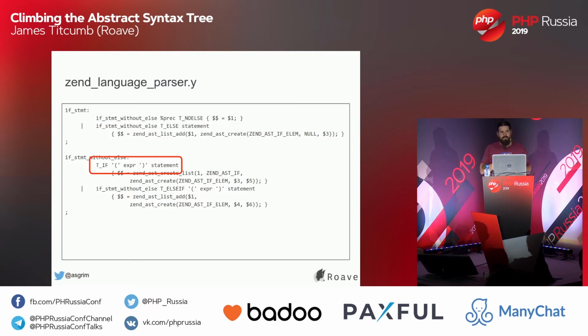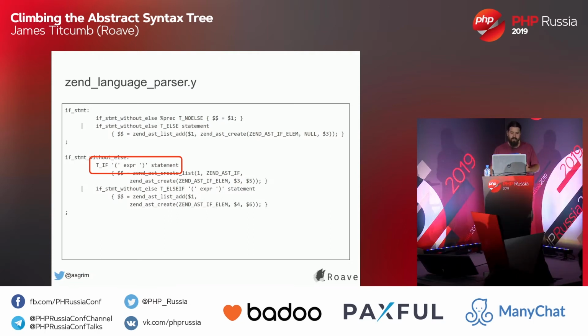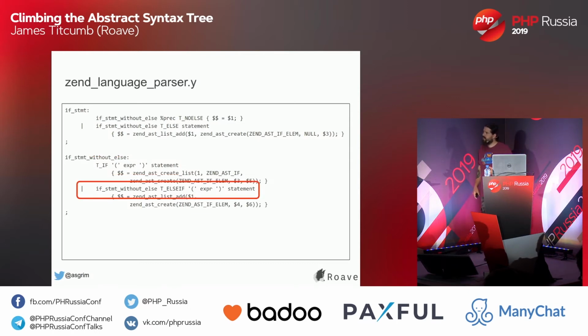We'll match if we get an if token, followed by the literal open parenthesis, followed by whatever the definition of an expression is. I think we know what an expression is. Followed by a close parenthesis, followed by a statement. And the definition's not here. One interesting point to note is that curly braces are actually part of a statement. Okay? Or we also match if we encounter an if statement without else, so there's some recursion going on there. Followed by an else if, followed by an open parenthesis, an expression, close parenthesis, and then a statement. Okay?